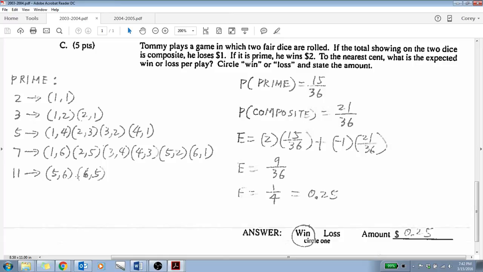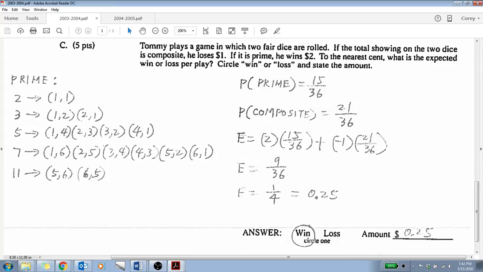If I count those all up, the total for prime numbers is 15. So my favorable over total is 15 over 36. That is the probability of rolling a prime number. Now, if there are 15 ways to get a prime number, then there are 21 remaining ways to get composite. So the probability of getting composite is 21 over 36.